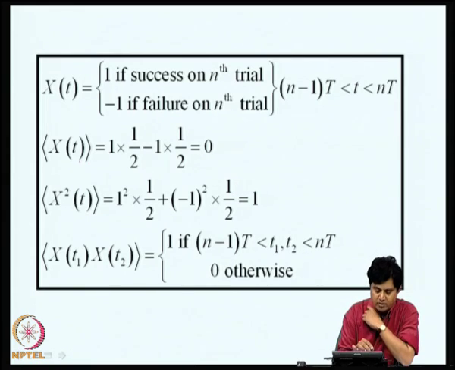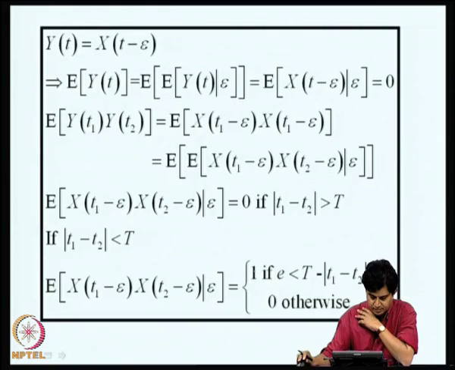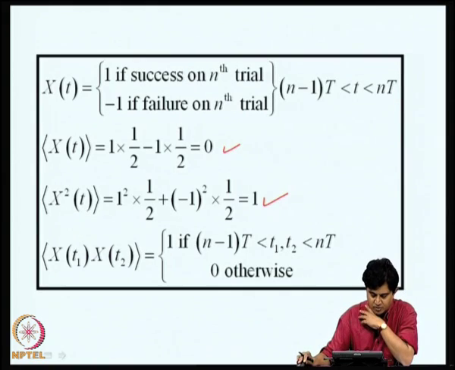So the expected value of x of t is therefore 1 into half minus 1 into half, which is 0. The mean square value we can easily find out, it is this. Now the product x of t1 into x of t2 is 1 if both t1 and t2 are contained in this interval (n minus 1) capital T to n T, otherwise it is 0. So that completes the solution to this problem.